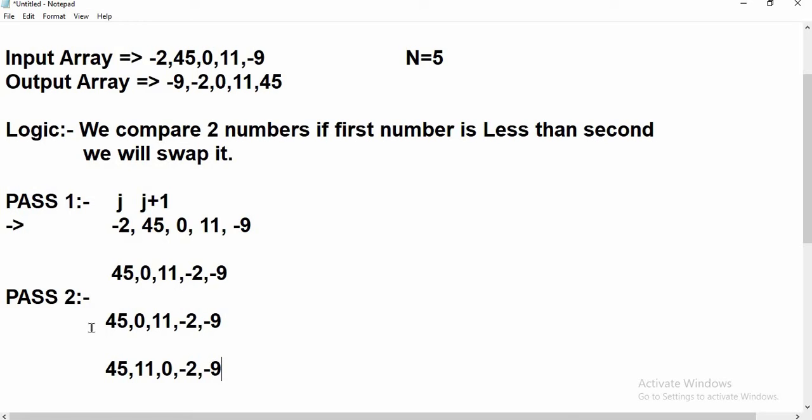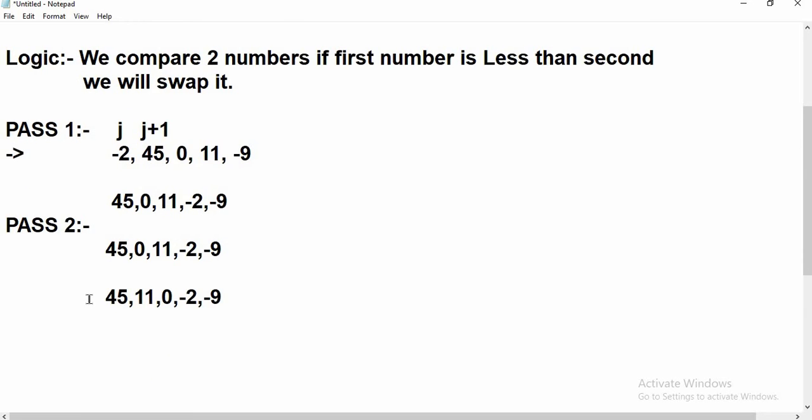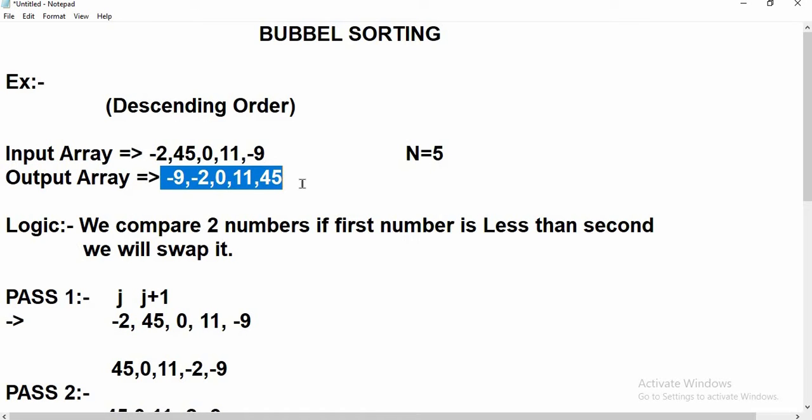So eventually, at the end of all 4 passes, we will get an array like this. The in-between procedure which I have skipped over here, you can do by keeping the reference of the previous video of sorting. So we will get an output array of this one. I am going to copy this and paste it over here in the output array section. This is the descending array.